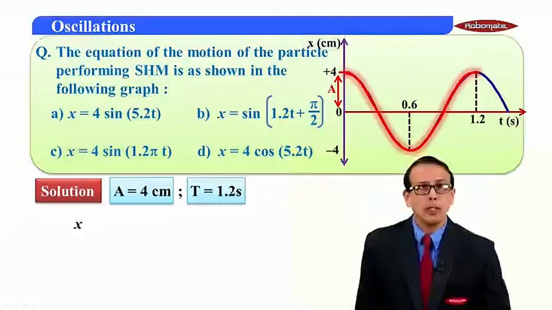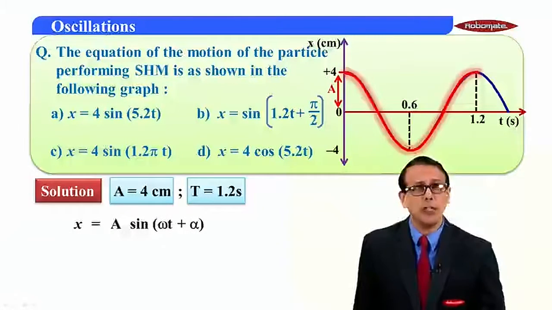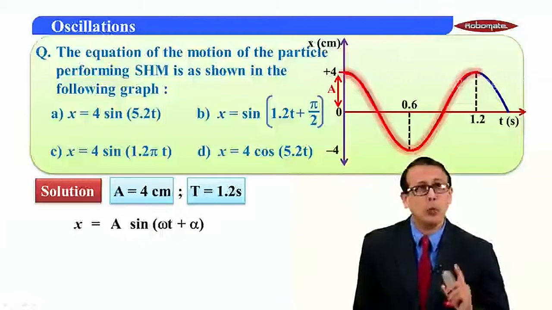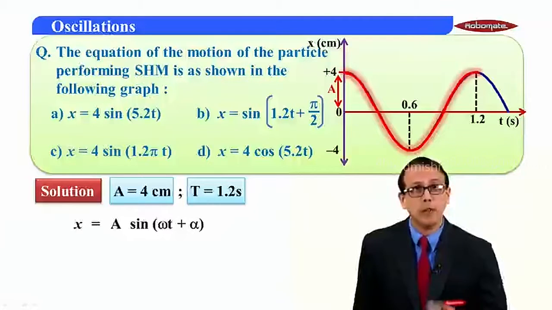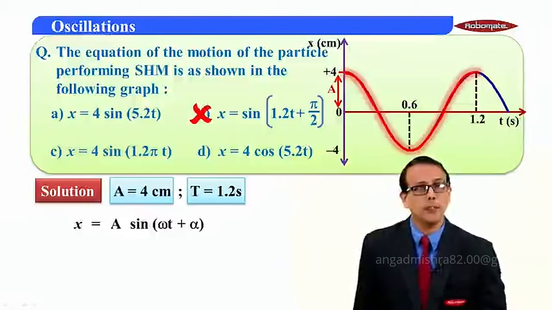Now, since all the options are in terms of x, let me write the standard equation of displacement first, that is x is equal to a sin omega t plus alpha. Since a is equal to 4, let's check. Look at option B, students. You can clearly see amplitude there is 1, whereas the answer for this should have amplitude 4. Therefore, B cannot be the answer.